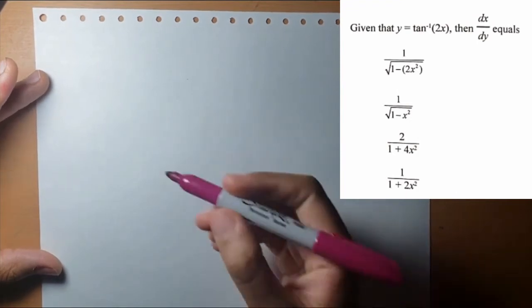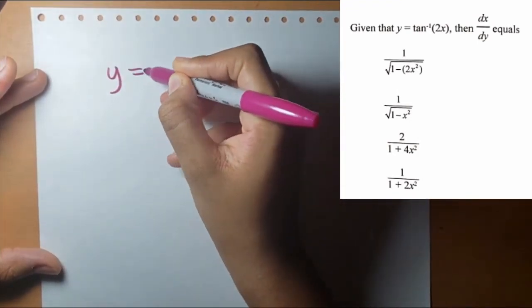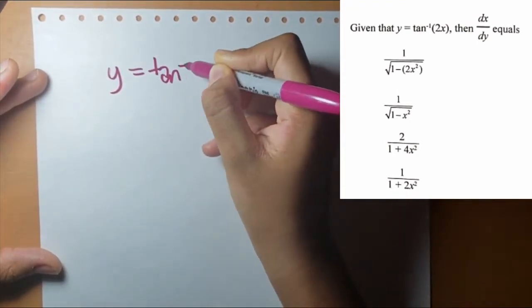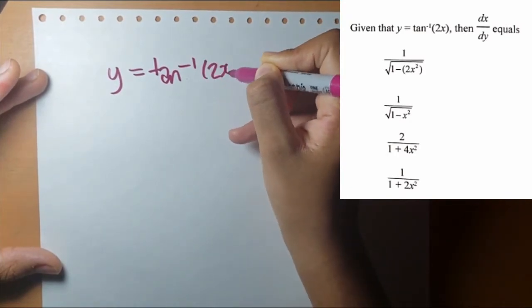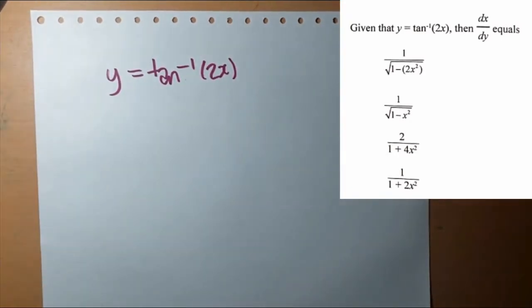So for this question, we're given that y is equal to tan inverse of 2x. So we can treat this as tan inverse of something, like I always love to do. And we're basically asked to differentiate. We have to find the derivative. So how do we find the derivative of an inverse function?